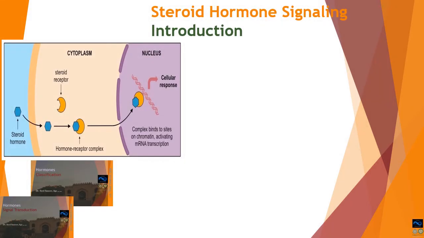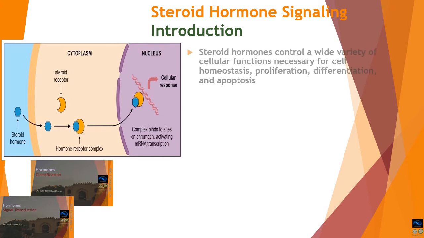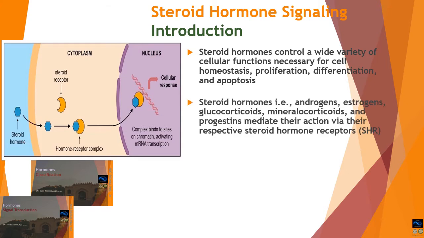A brief introduction to steroid hormone signaling, as we have already covered it in the first two lectures of this series. We know that steroid hormones control a wide variety of cellular functions, which include homeostasis, proliferation, differentiation of the cells, as well as apoptosis. There are different kinds of steroid hormones secreted in the human body, which mediate their action via their receptors, called steroid hormone receptors.